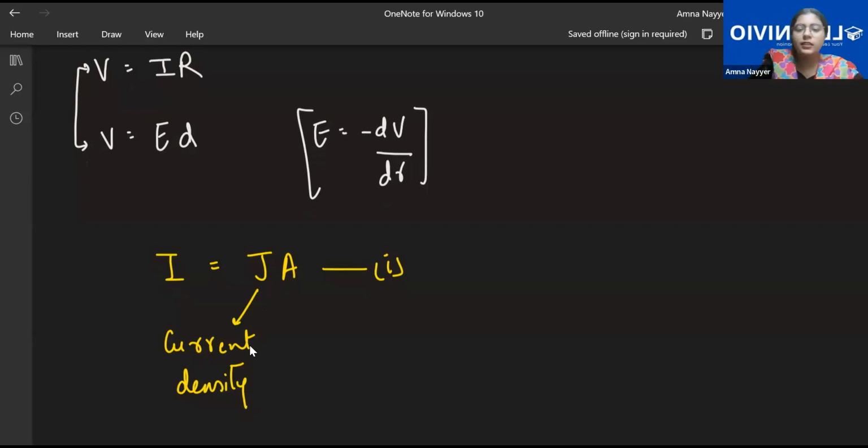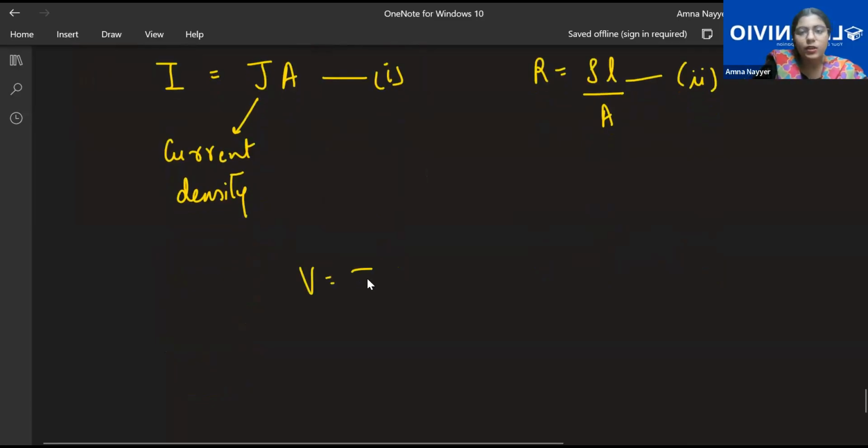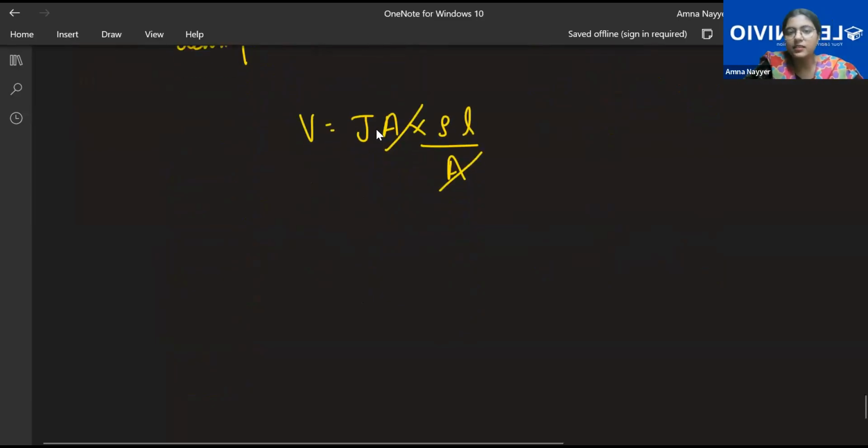So this is one formula. And one formula of resistance we have already studied, R is equal to rho L by A. This is the second formula. So these two formulas we know. Now let's put them in Ohm's law. So what will we get? V is equal to J into A into rho into L by A. Area will be cancelled. J rho L. What will we get here? J into rho into L. So this is one formula for potential.